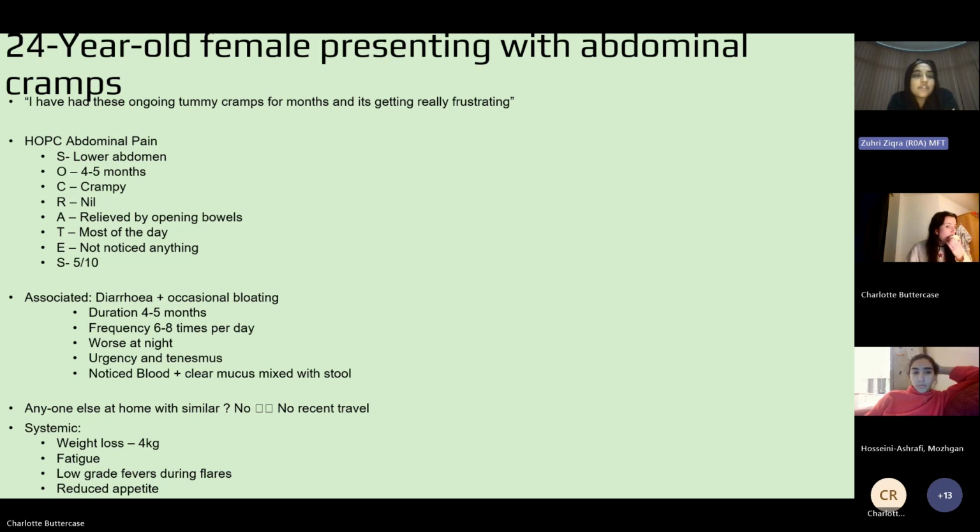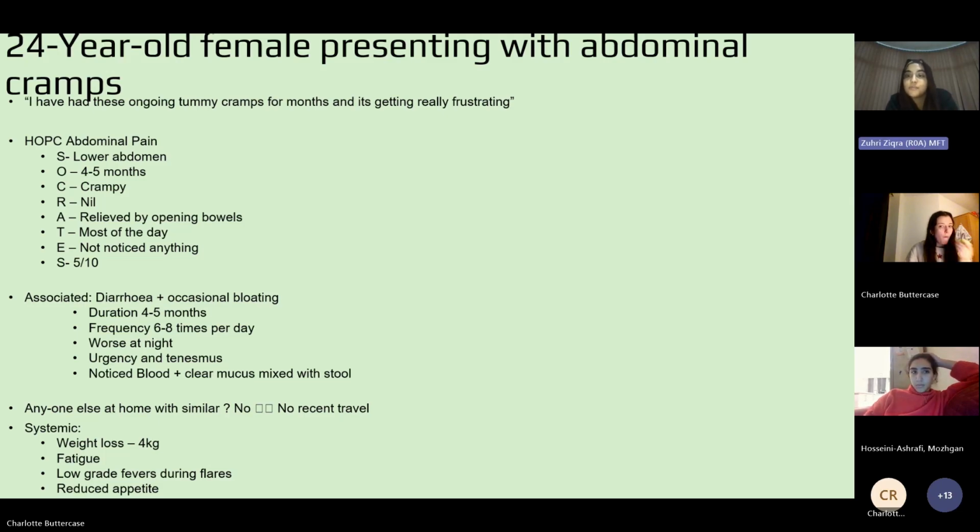Is anyone else at home with similar symptoms? They've not had any recent travel, apparently. Systemic wise, they have experienced some weight loss. They're estimating it's about 4 kilos. They're quite tired all the time, and they've had these low-grade fevers. If they were actually saying it, I would say they're getting these hot flushes essentially during these flares. If we move on, please. Oh, and they've got some reduced appetite.